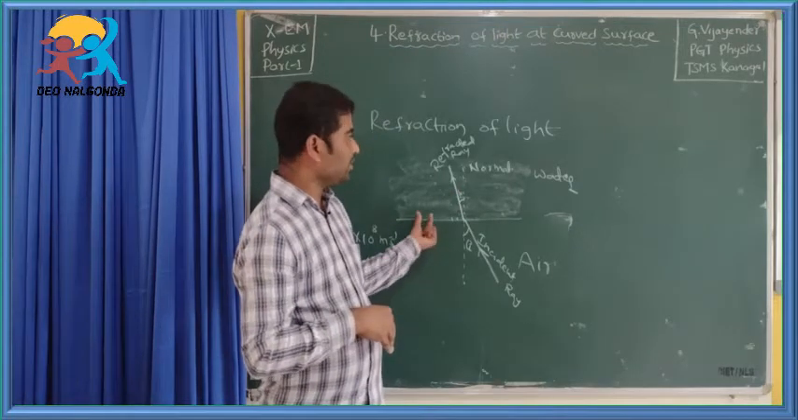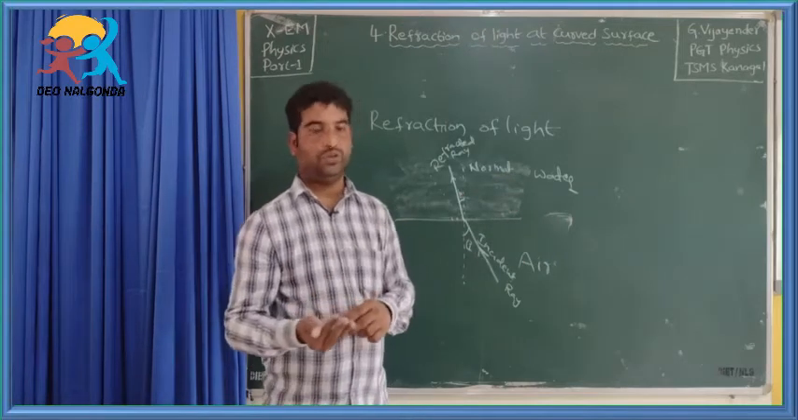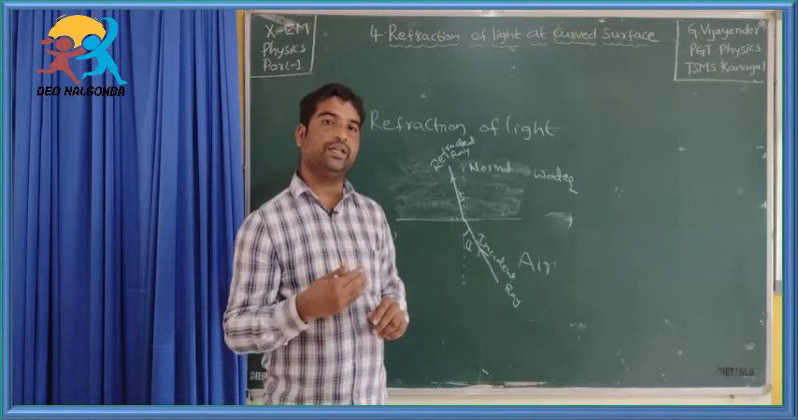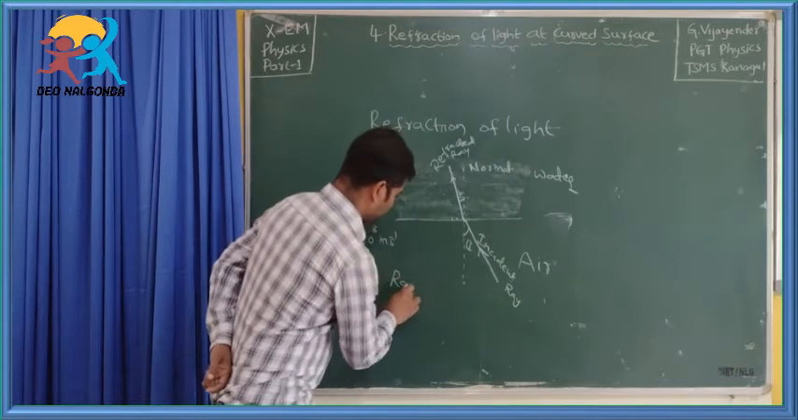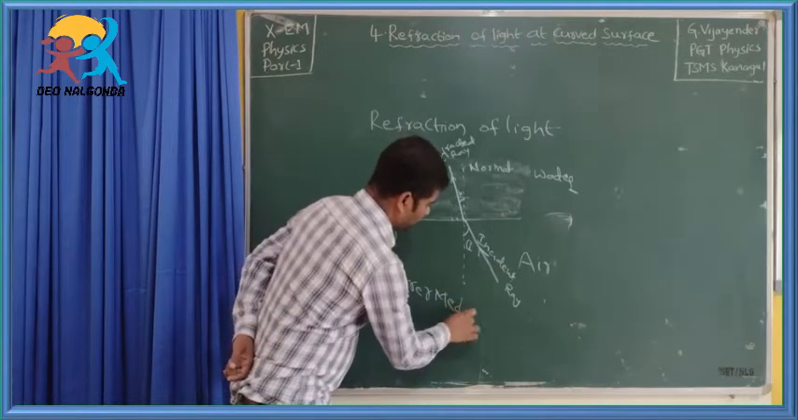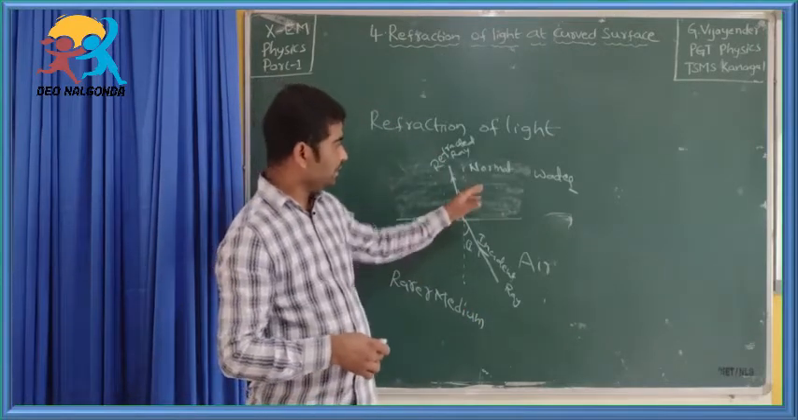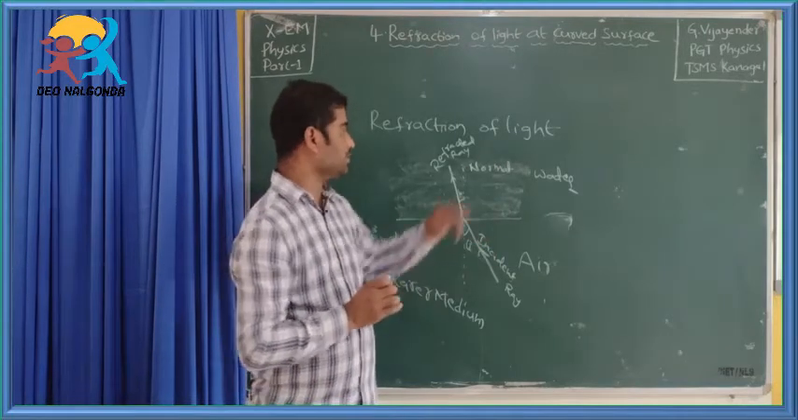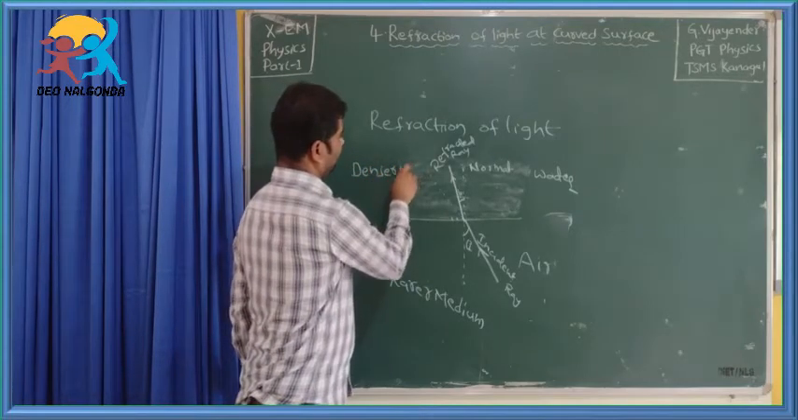When compared to the velocity of light in water, the velocity of light in air is more. So the medium in which the velocity of light is more is called rarer medium. In water, the velocity of light is lesser than the velocity in air. So water is called denser medium.